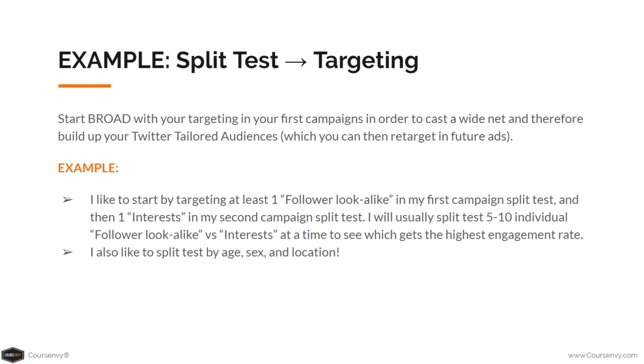So for example, I like to start by testing at least 1 follower lookalike in my first campaign split test, and then 1 interest in my second campaign split test. I will usually split test 5 to 10 individual follower lookalike versus interests all at the same time to see which gets the highest engagement rate or click-through, whatever metric I'm seeking.